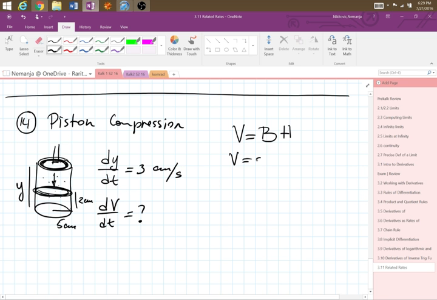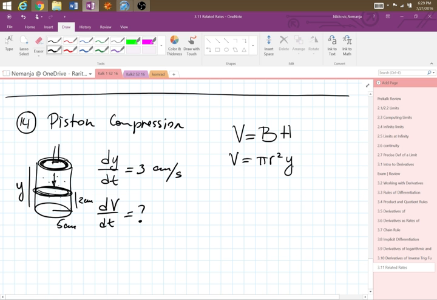Area of the base is pi r squared times the height. In our case, we call that y, which is the height of this piston. And now I'm supposed to differentiate this, and then in terms of time. So what do we see here?